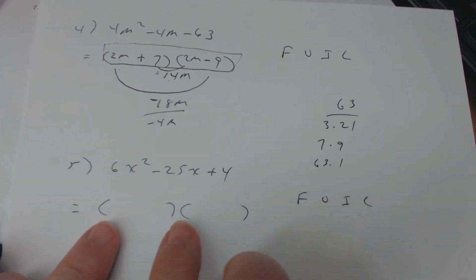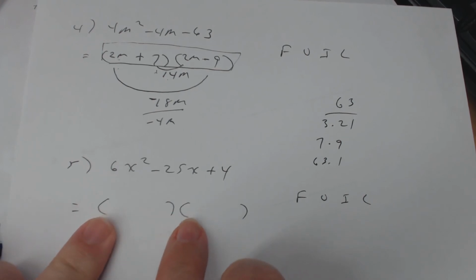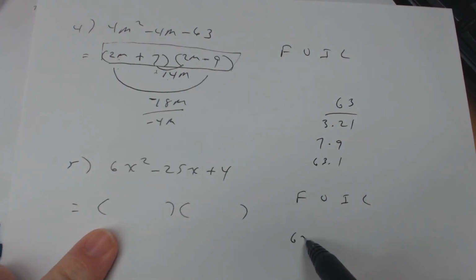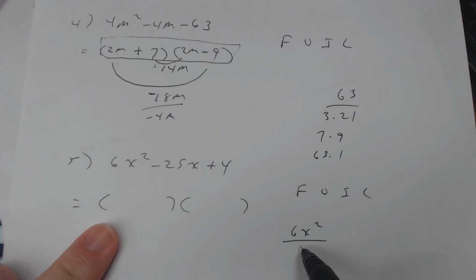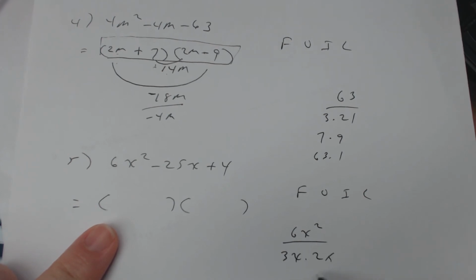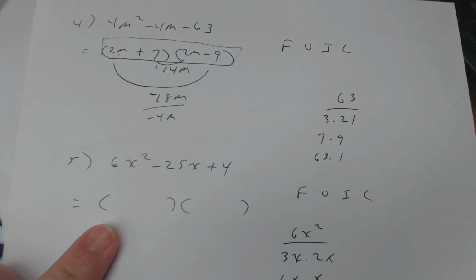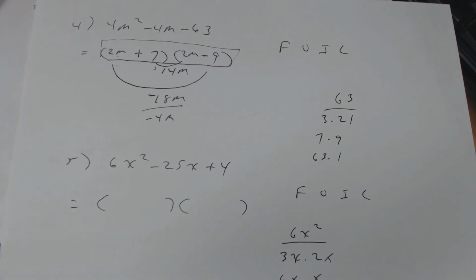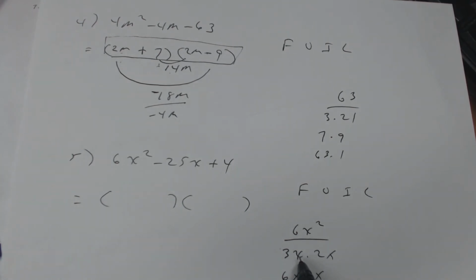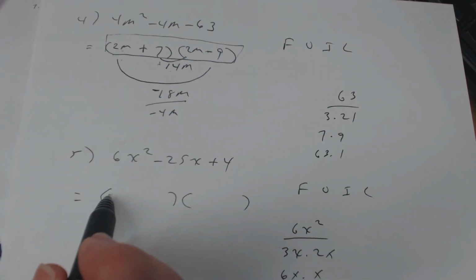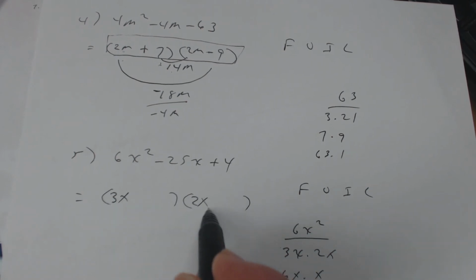Okay, so for 6x squared, what times what is 6x squared? First times first is 6x squared. Well, there's several possibilities with 6x squared. There's 3x times 2x, and there's 6x times x. So a couple possibilities. Let's just try 3x and 2x first and see if that's going to work.